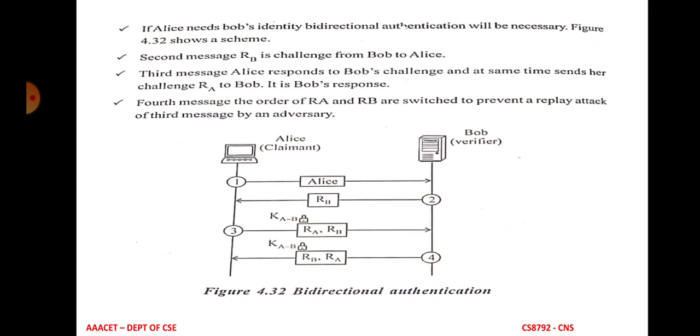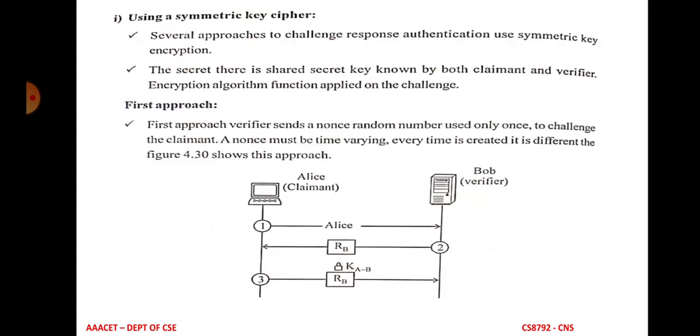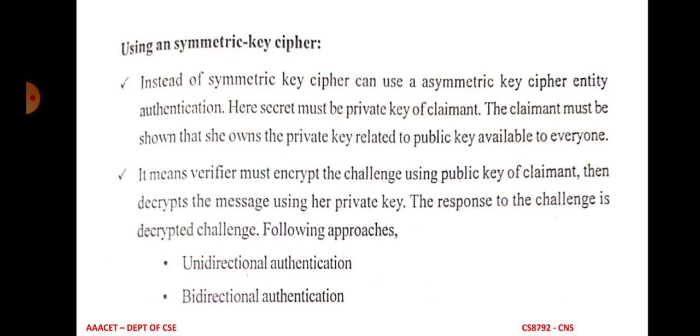Then Alice encrypts the value of RB and RA, that is the nonce value generated by Alice, using the secret value which is known only to Alice and Bob. That's why they write K A minus B, right? This is secret. They use a symbol like a lock, that is secret, which is known only to Alice and Bob. And finally, after receiving RA and RB value from Alice, Bob again encrypts the value RB and RA, which was sent from Bob to Alice, using the value K A minus B. So this is the concept of bidirectional. This is unidirectional and this is bidirectional authentication.